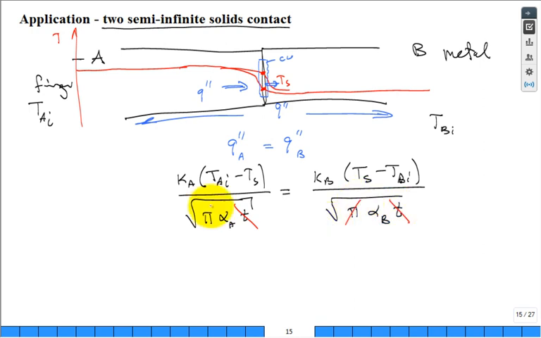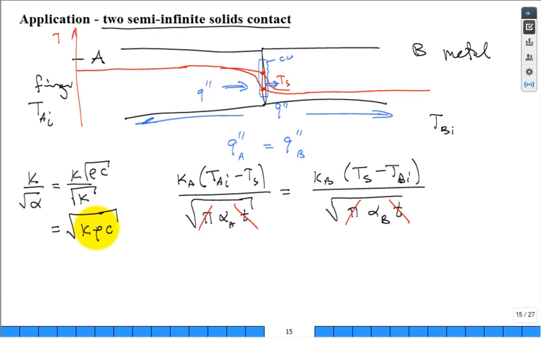The pi's cancel. At this point, what we can do is go and say K divided by the square root of alpha. K divided by square root of alpha, with alpha being K over rho C, so this K over the square root of alpha is just simply the square root of K rho C. It's a grouping of terms. If you find another textbook, they may name that a new property and give it another name. We have enough names of new properties, okay? Just let it be the square root of K rho C.